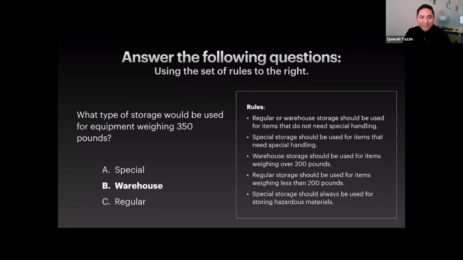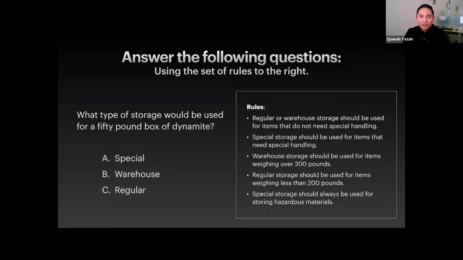Let's take a look at this next question. What type of storage would be used for a 50-pound box of dynamite? Special, warehouse, or regular storage? A, B, or C? All right, so everyone is answering A.